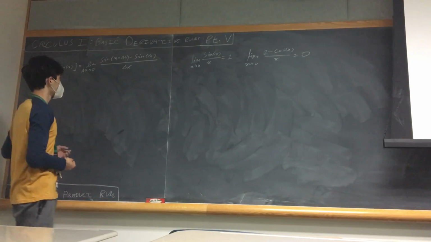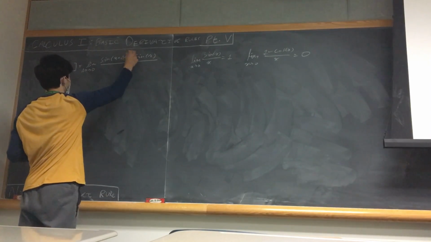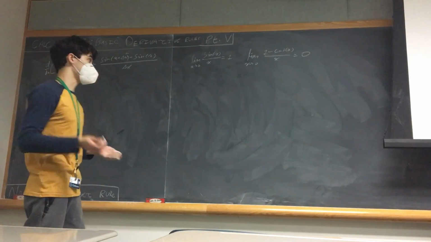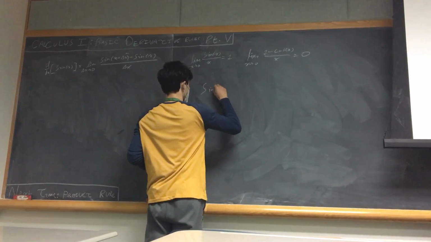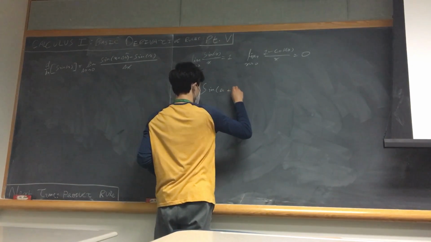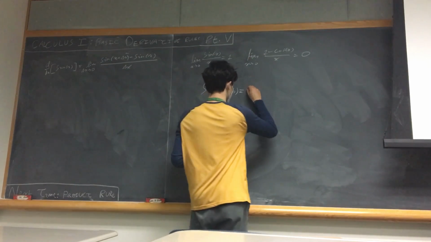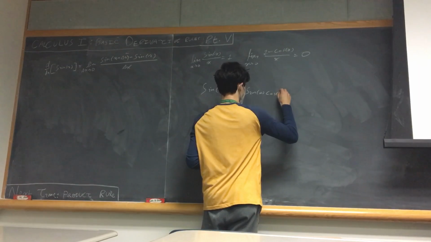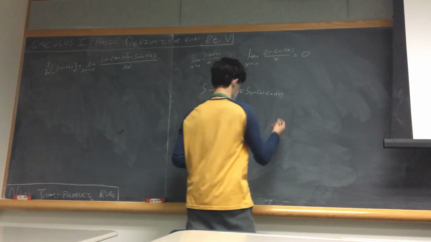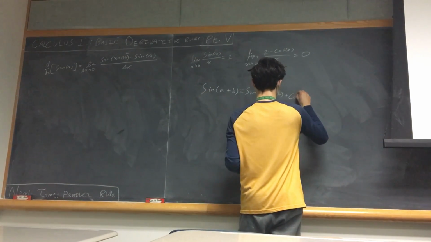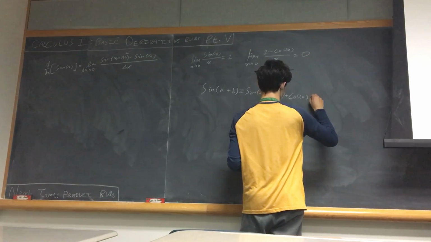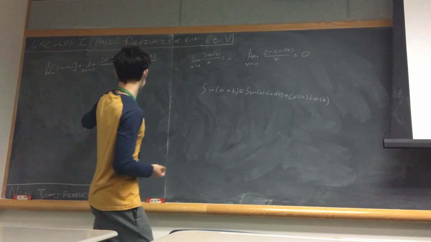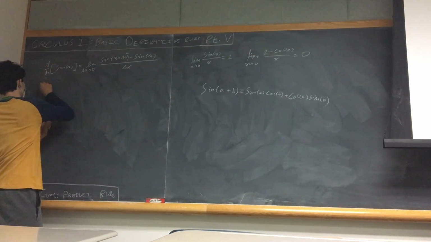So the first step is going to be simplifying this. And we have a little formula for when we have something like this. We know sine of a plus b is equal to sine of a times cosine of b plus cosine of a times sine of b. So we can expand this term out.